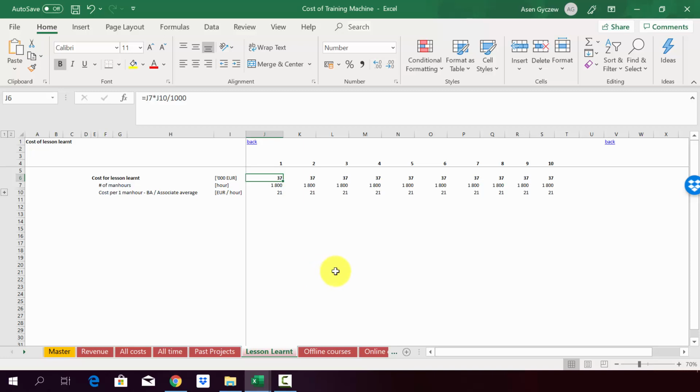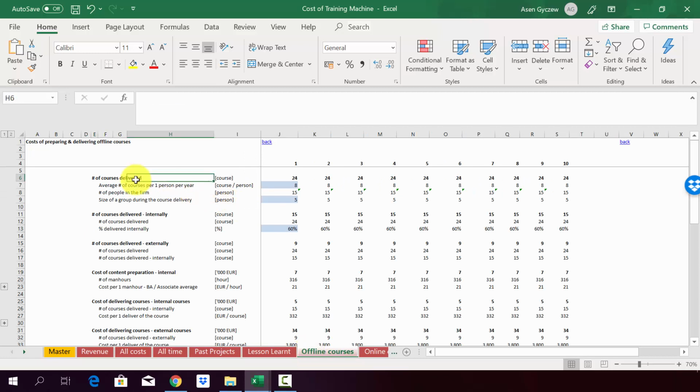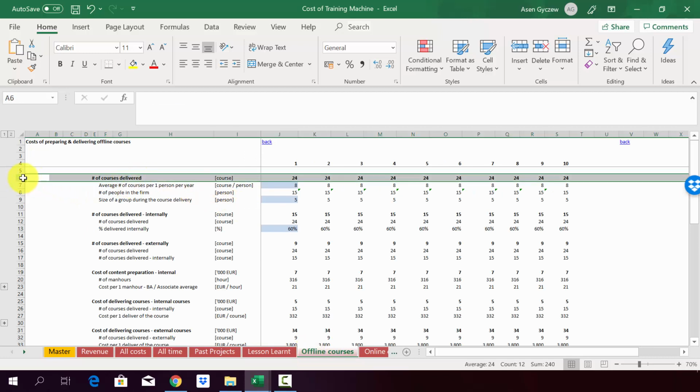Now let's have a look at the cost of creating offline courses. So let's go to the sheet offline courses. And here you're going to see our calculations. So we start by calculating how many courses we actually have to deliver.